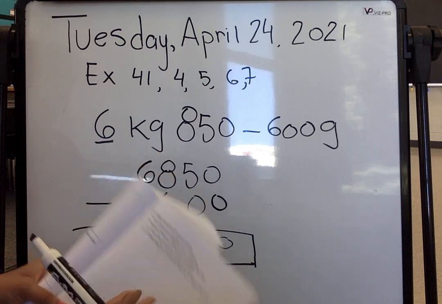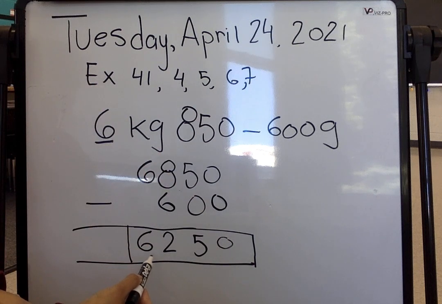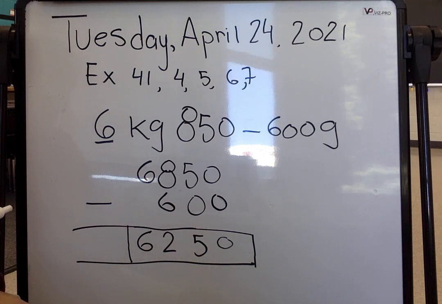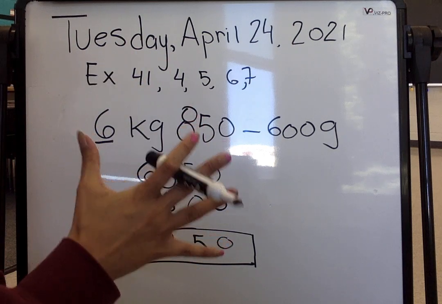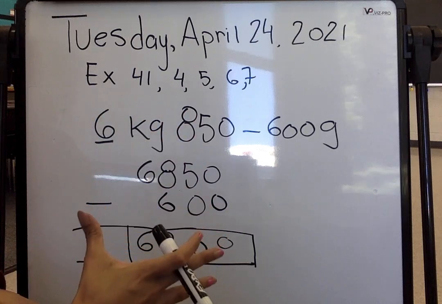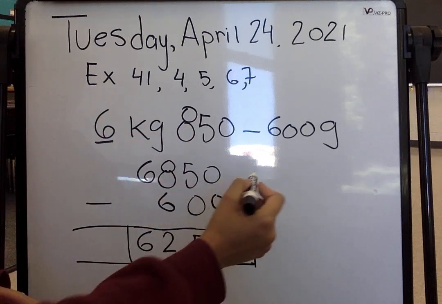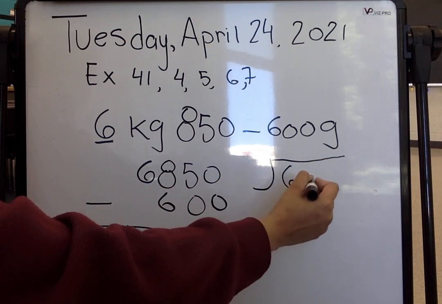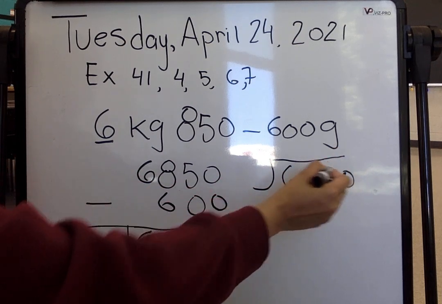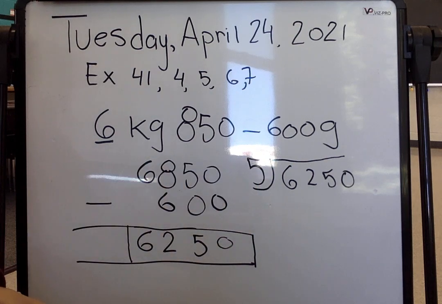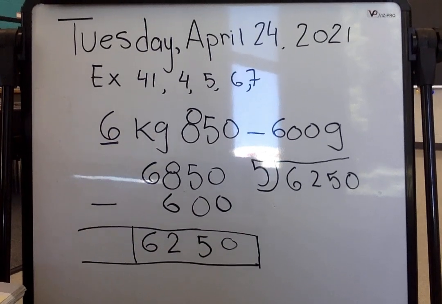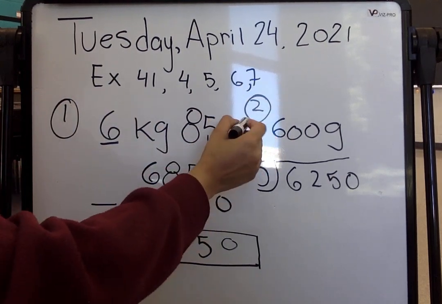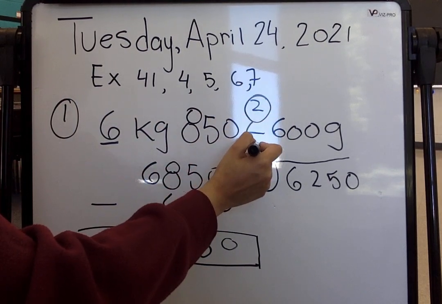And how many books are there? There are 5 books. So we are going to divide this entire number, 6,250, which is the weight of 5 books, by 5 to find the weight of each book. So that is the second step of this problem. 6,250 divided by 5. So this was the first part. Sorry, this is part 2, division.